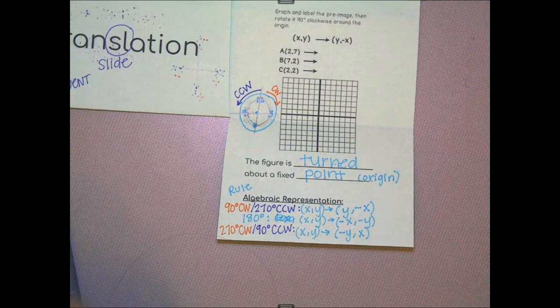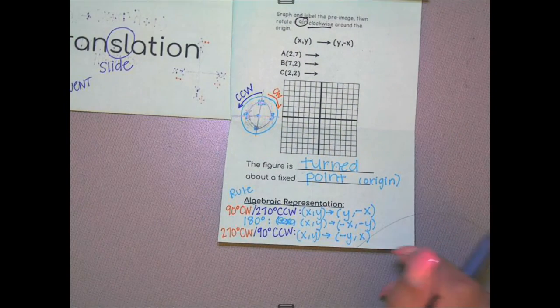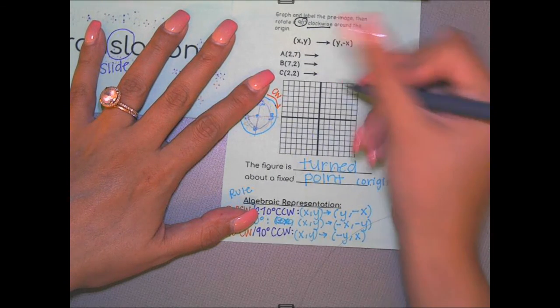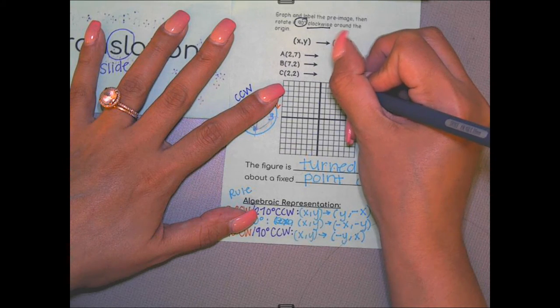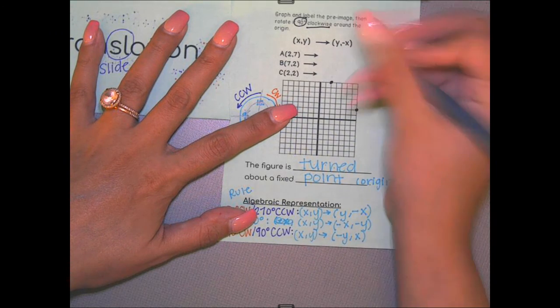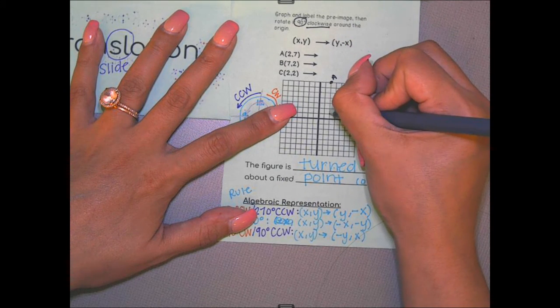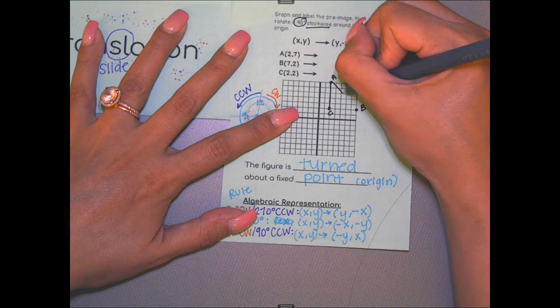Okay, so it says graph and label the pre-image, then rotate 90 degrees clockwise around the origin. So 90 degrees clockwise. So I'm going to go ahead and graph my first one. So A is at 2, 7, 1, 2, 1, 2, 3, 4, 5, 6, 7. B is at 7, 2, 1, 2. So A, B, and C is at 1, 2, 1, 2. And I will go ahead and connect those dots.